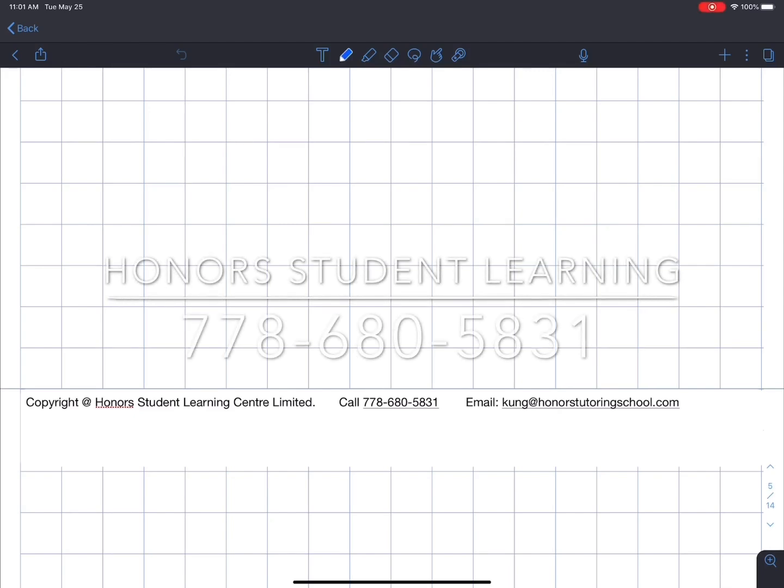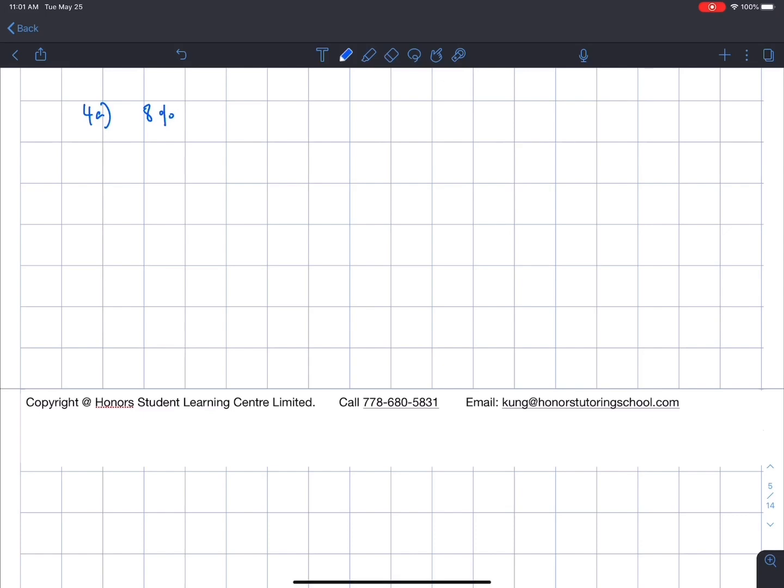Okay, moving on to question 4, 4A. 8% is the same as 8 divided by 100. So if I were to do a long division here, I can say that 100 goes into 8 0 times.